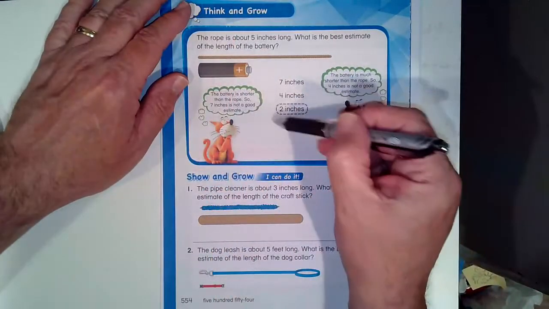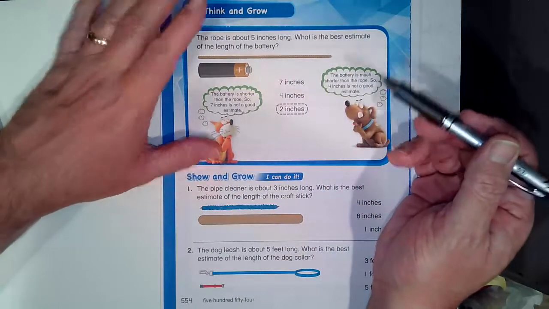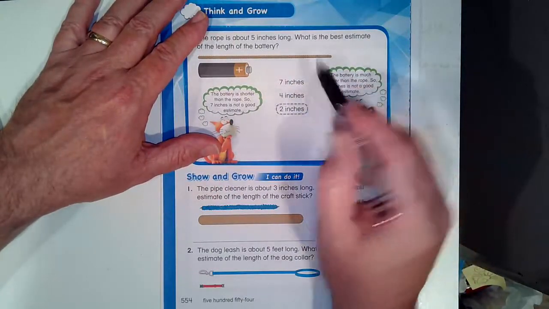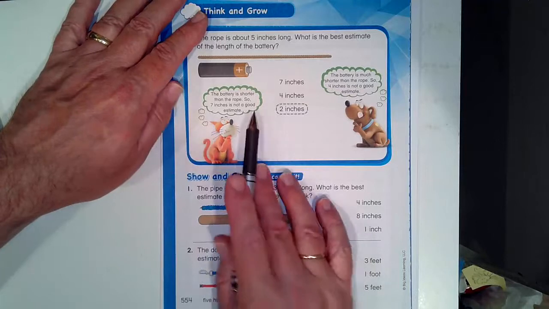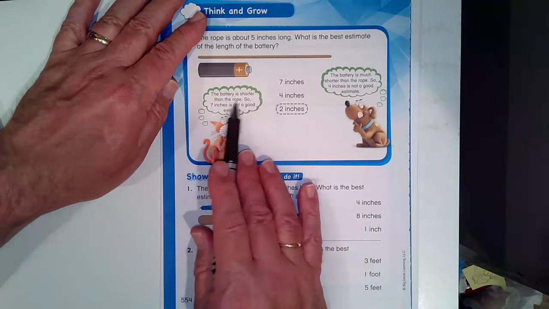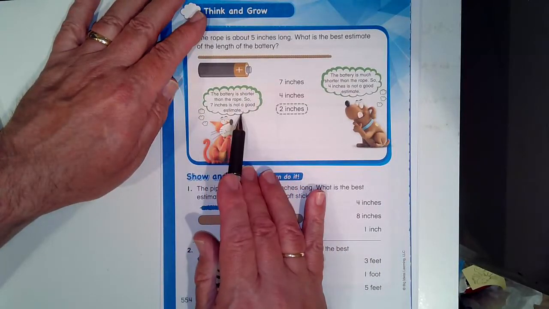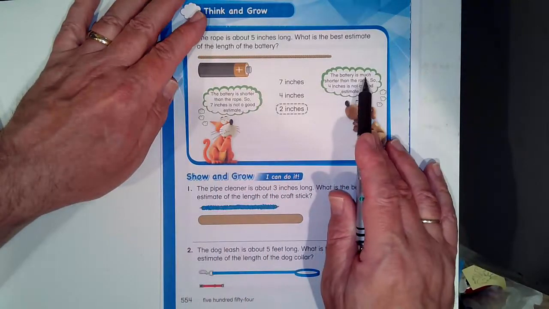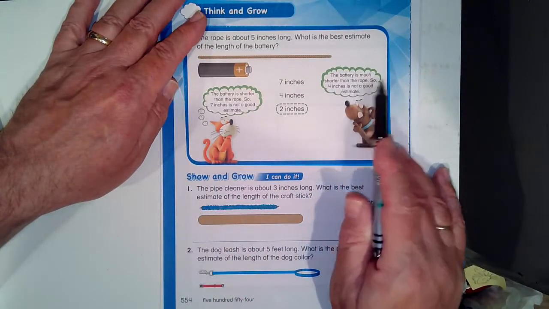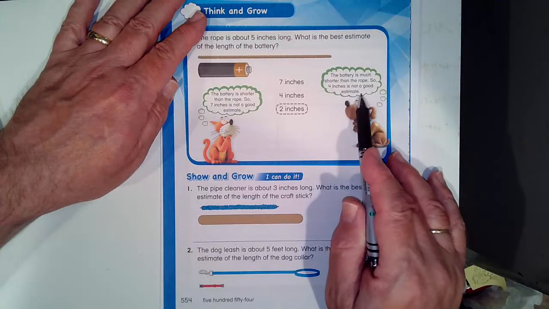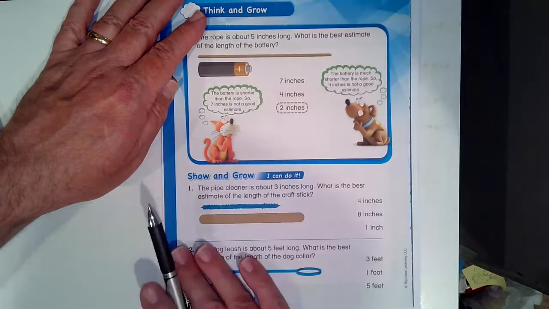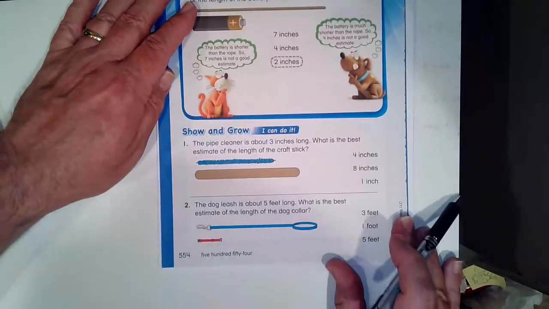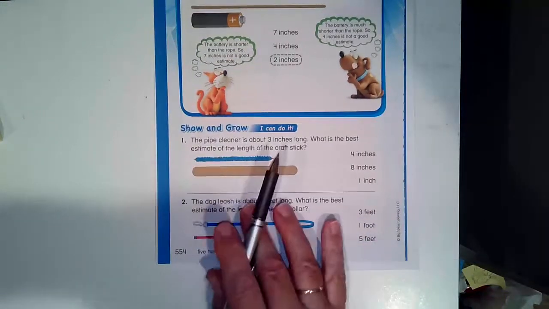So if I just look at the choices that they gave, I can figure out that 2 is the best answer. The battery is shorter than the rope, so 7 inches is not a good estimate. The battery is much shorter than the rope, so 4 inches is not a good estimate. 2 inches is the best. Okay? All right, let's do this next part.